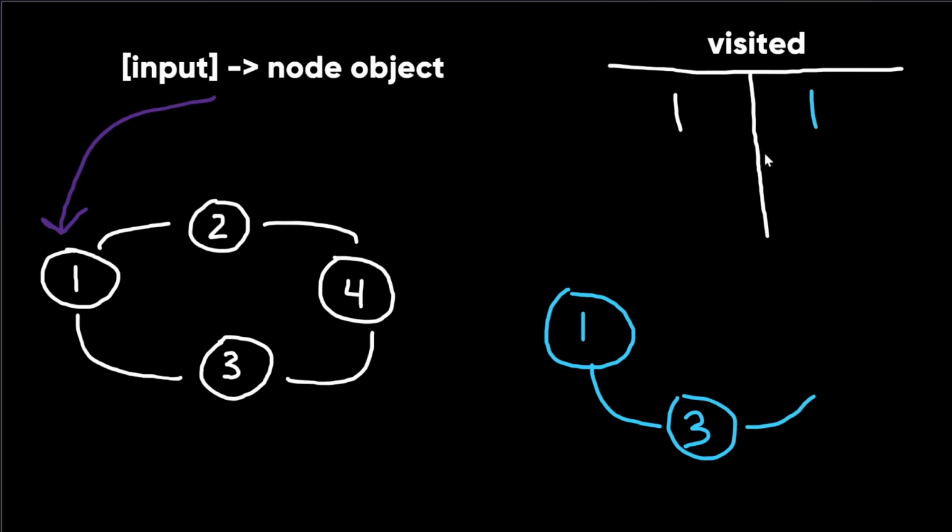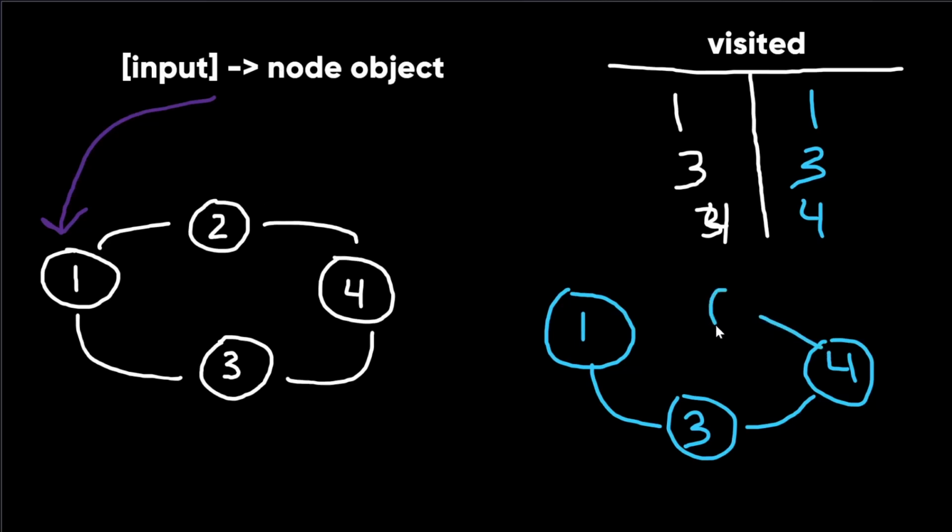Keep in mind we should be adding these to the hash table as we go along. So we have 3 now. Now we go to 4. Let's create that 4 and add it to our hash table. This is a 4 here. And now, same thing, we go to 2, create that link, create that clone 2, and add that to our hash table.